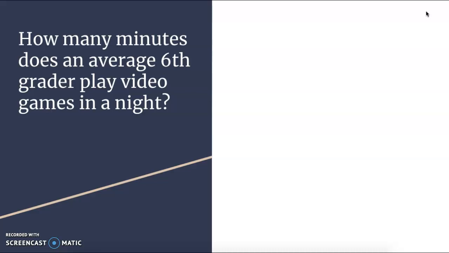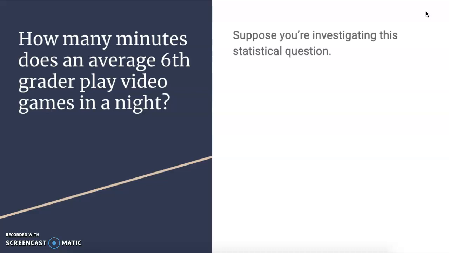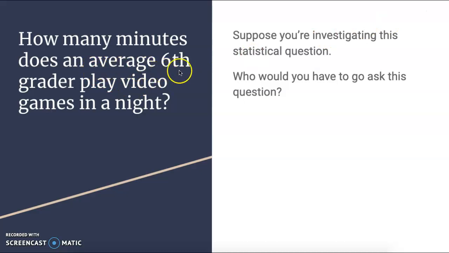So if we look at this question, how many minutes does an average sixth grader play video games in a night? Let's suppose that you're investigating this statistical question. Who would you have to ask this question to? Well, the question is addressed to an average sixth grader, so we're going to have to talk to sixth graders.